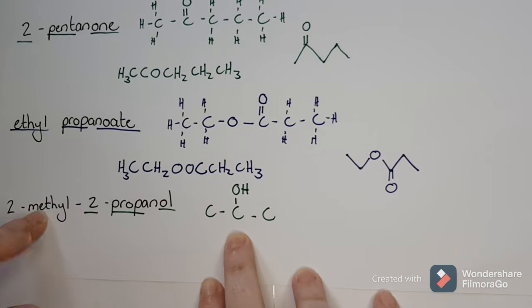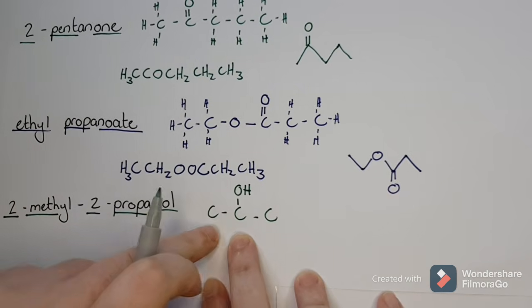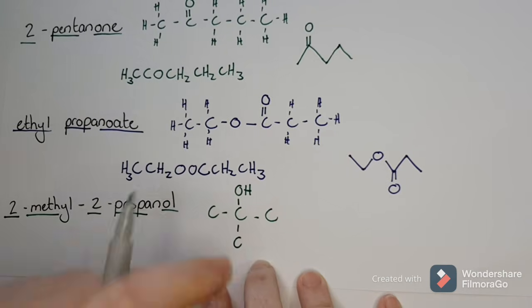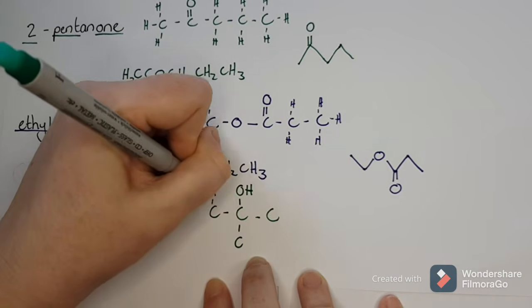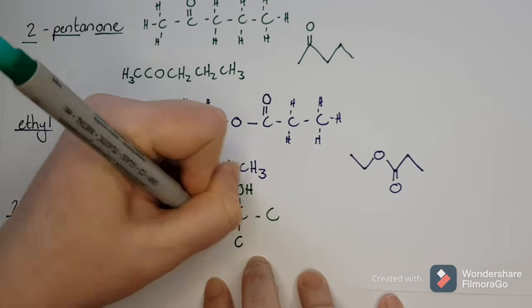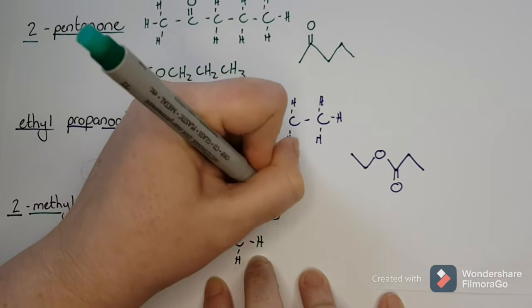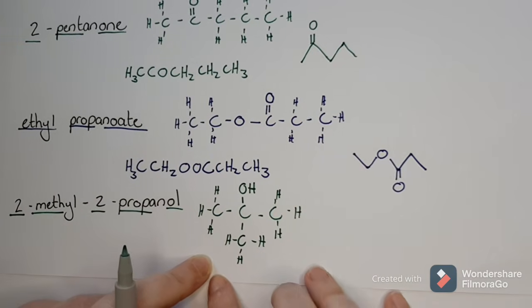And then I have a side chain. So "meth", meaning 1 carbon, and that was on carbon 2. So on carbon 2, I also have a C with the H's around it. So now I can fill in all my H's that I'm missing. And there I have my displayed formula.